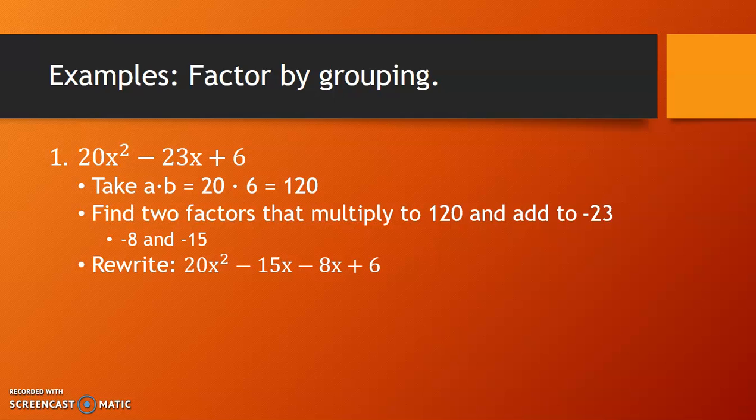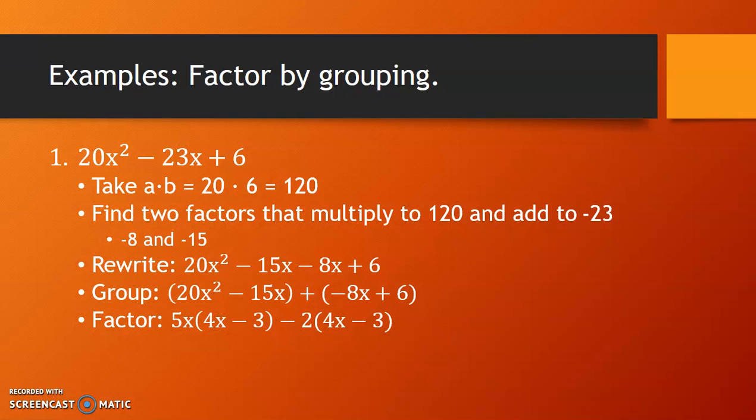So I have 20x squared minus 15x minus 8x plus 6. I group, pull out the common factor from each pairing, make sure that the inside of the parentheses is the same, and so I rewrite my final answer as 5x minus 2, 4x minus 3.